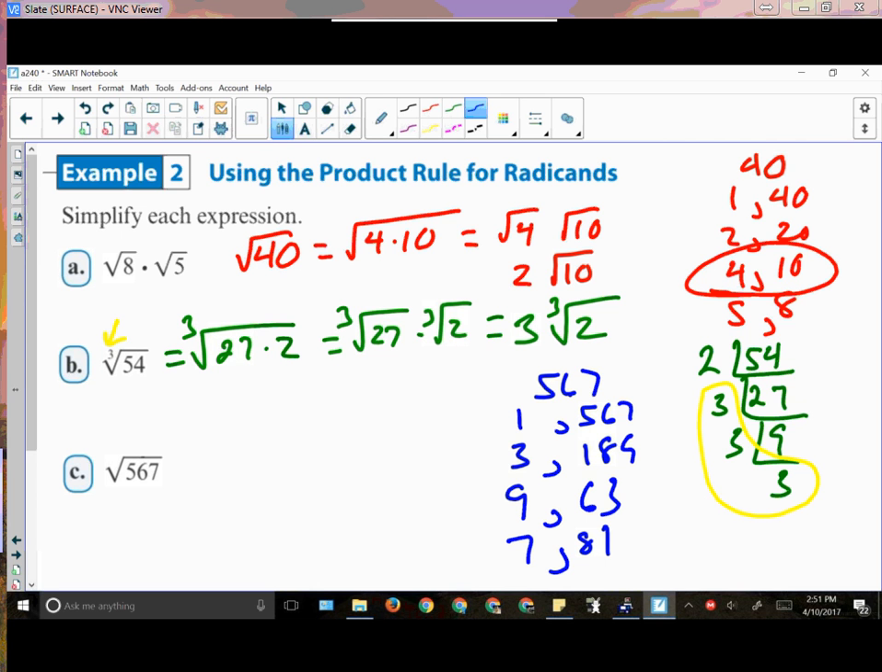Because 81 is a perfect square, isn't it? 9 times 9. And 7 is prime, so I know I don't have anything else left. So this is going to be equal to the square root of 81 times 7, the square root of 81 times the square root of 7. Well, the square root of 81 is 9, so this will be 9 square root 7. That's it. It does take a little bit of mental gymnastics with this, and as with most things, the more you do, the easier it'll become.